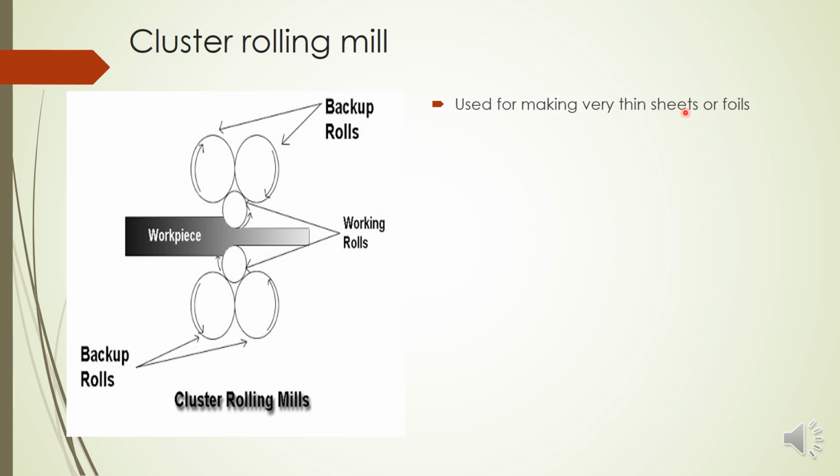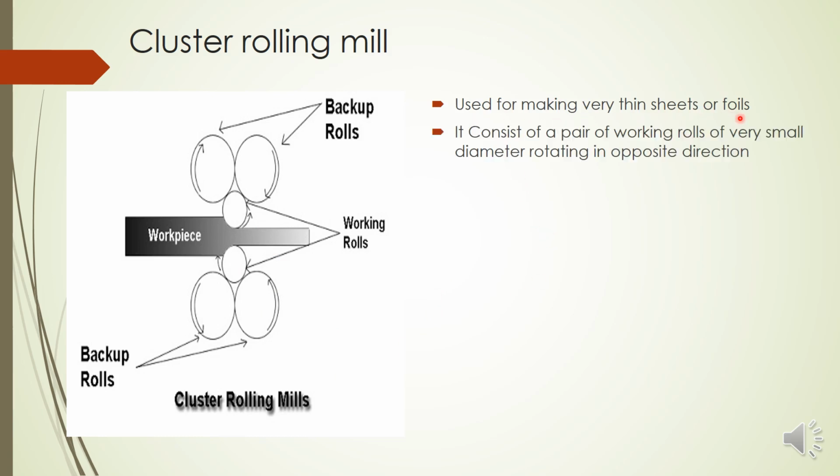It is used for making very thin sheets or foils. It consists of a pair of working rolls of very small diameter rotating in opposite directions, and the working rolls are supported by a number of backup rolls on either side.